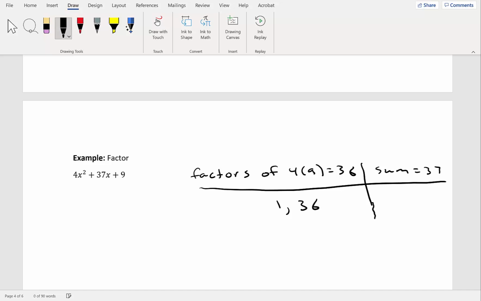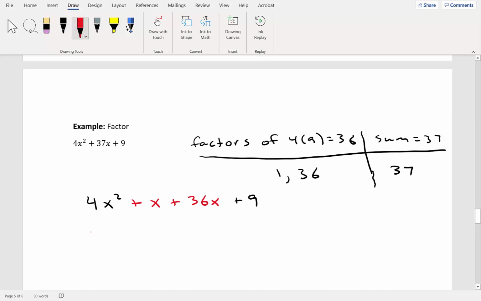Well, we could use 1 and 36. If I multiply them, gives me positive 36. And if I add them, I get 37. So now let's rewrite the middle term. So there's 37x. I'm going to rewrite it as plus x. This is really like plus 1x. And then plus 36x. And I have plus 9. Now we have 4 terms, which leads us to grouping. So group the first 2 terms, put a plus, group the last 2 terms.